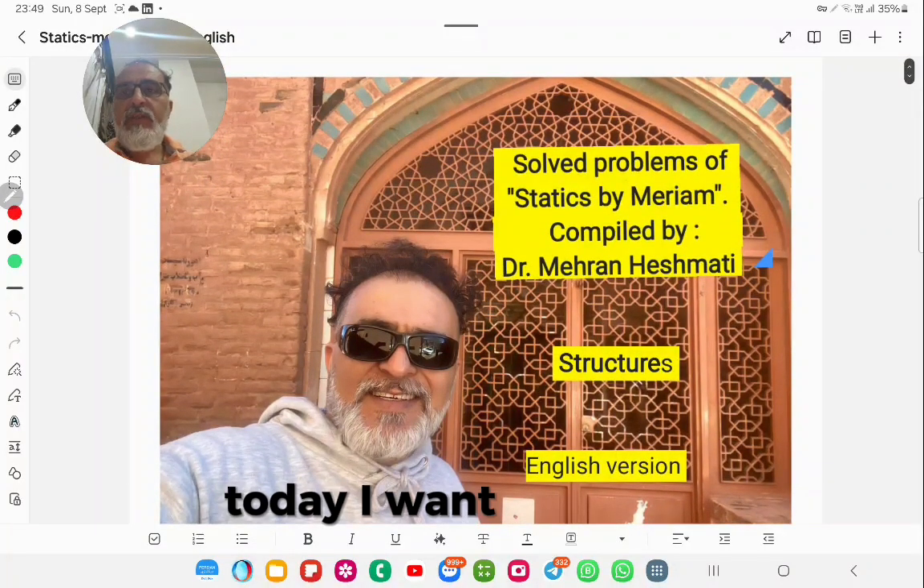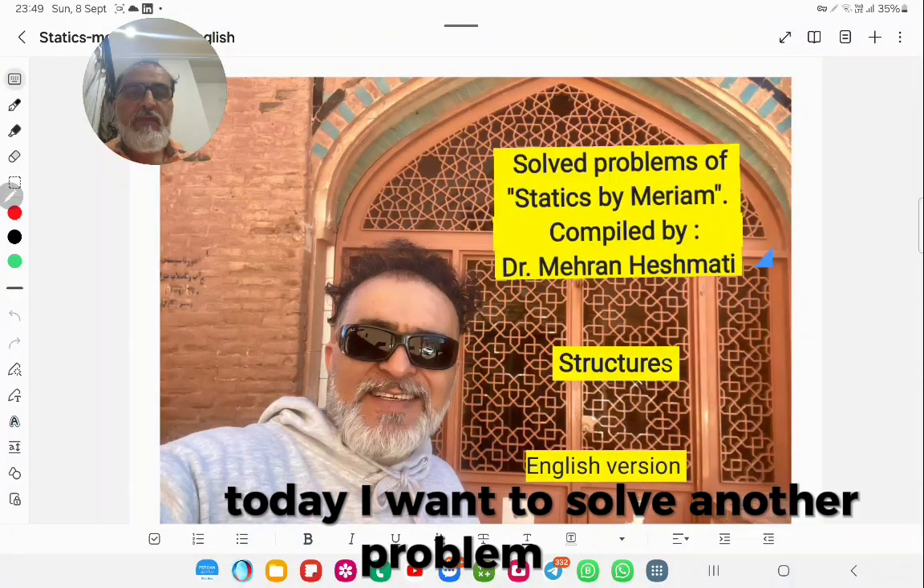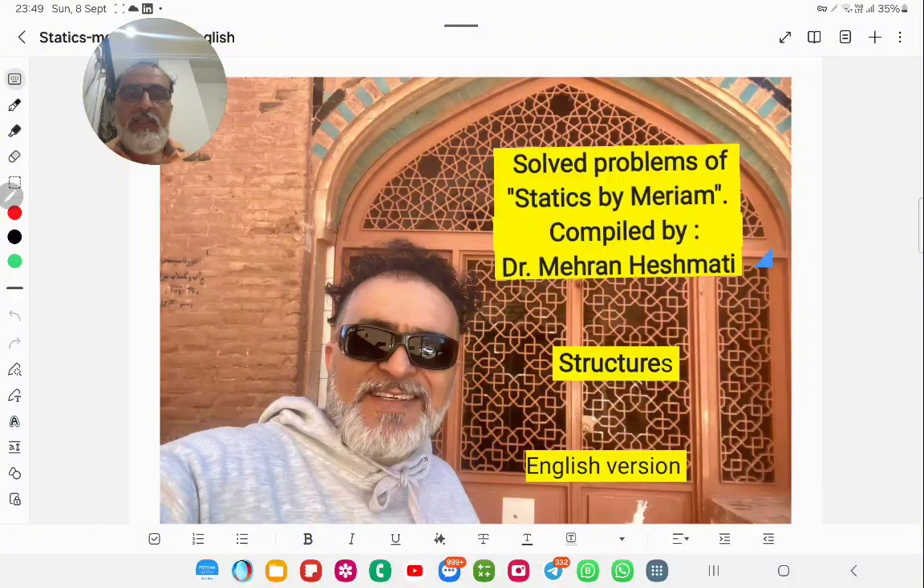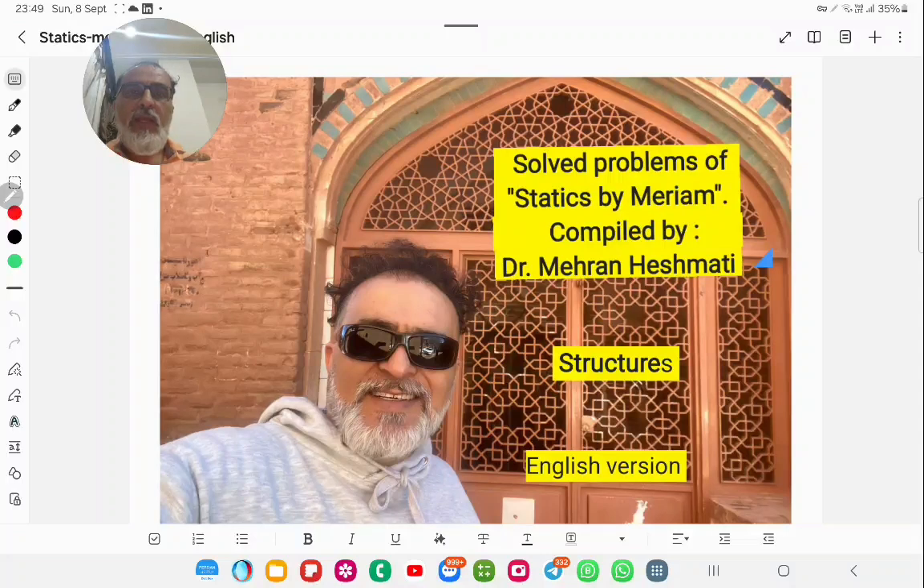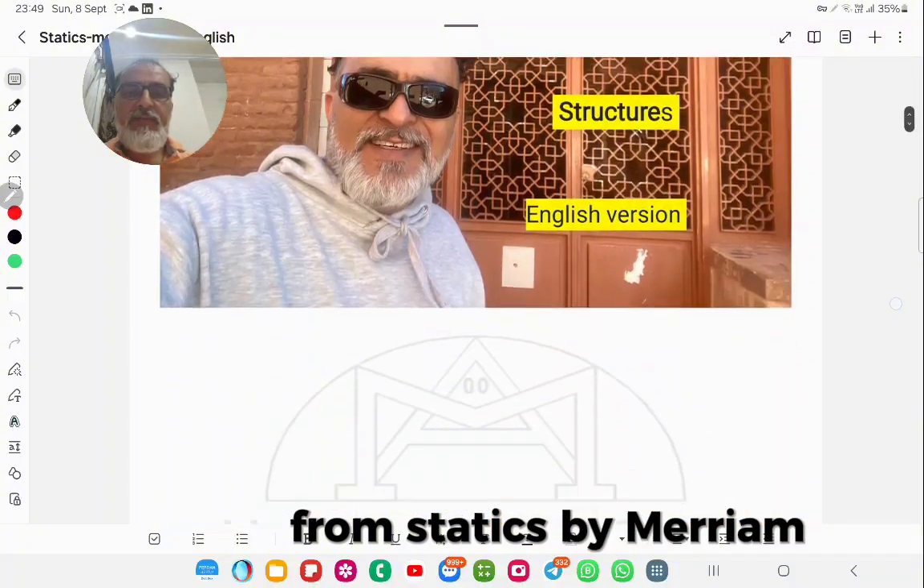Today, I want to solve another problem of statics. It's about structures, and this problem is from Statics by Meriam.